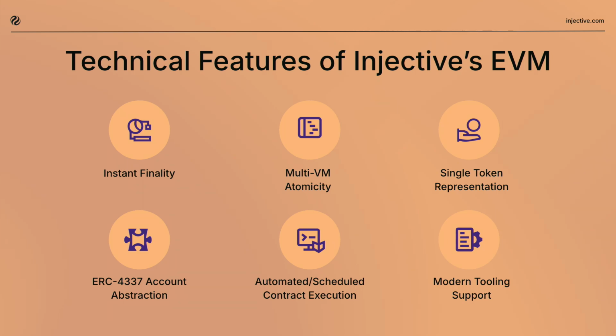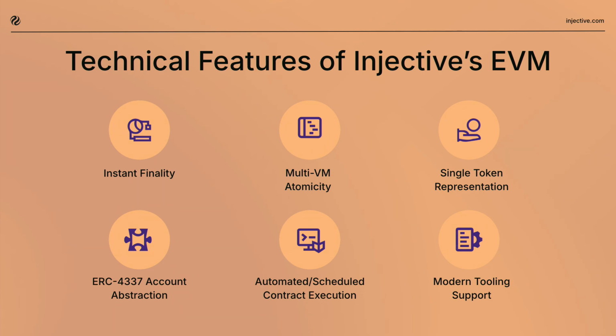Also, you get multi-VM atomicity. So in a single transaction, you can call your EVM contract, which then calls a WASM contract, which then gives you results back, and then you use those results to do other things, like interact with Injective or whatever have you. All of that can be done in one transaction.